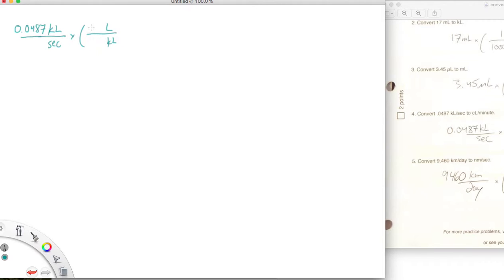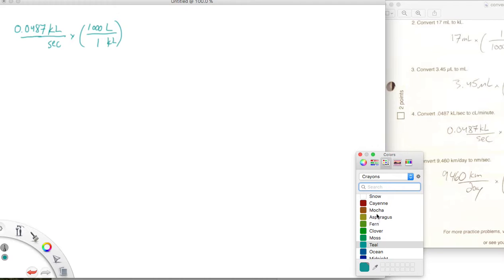I left these blank right here because now I want to think about this. How many liters are in a kiloliter, or vice versa, how many kiloliters are in a liter? If you look on your chart, you can see that there are 1,000 liters in every single 1 kiloliter. If I do this one conversion, then my units of kiloliters will cancel out, and I'll be left with units of liters, which is great, but I'm still not in centiliters yet, so this is going to be a long conversion. So now I want to go from liters, and again I'm ignoring the seconds here, into centiliters.